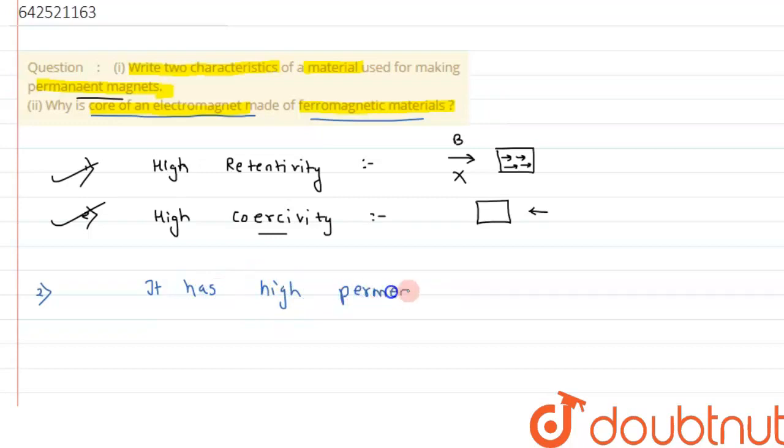Ferromagnetic material has high permeability. That means it allows more number of magnetic field lines to pass through the core. So we can say the electromagnet formed will be more powerful. This is the reason, due to the high permeability of ferromagnetic material, we use it in the core of an electromagnet. So I hope you have understood the concept, and thank you for watching.